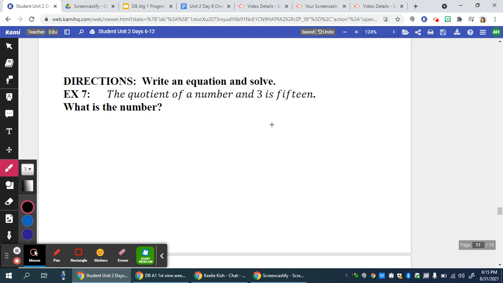This is adding skills from your very first lesson, which was writing expressions, into solving equations. So let's see if we can do it. Write an equation and solve. The quotient. If you guys remember, quotient means division. So the quotient of a number, which is just x, and 3 is 15. So this is just saying x divided by 3 equals 15.